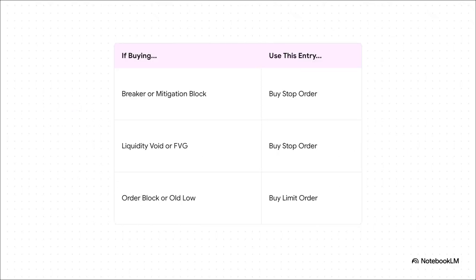And ICT's model adds another layer of mechanical precision that I think is brilliant. The type of price level you're trading from actually tells you what type of order to use. So for certain levels, like a breaker or a fair value gap, the model suggests using a buy-stop order, so you're entering with momentum. But for an order block, like in our gold example, it calls for a buy-limit order, where you're aiming to get filled as price dips down into that key support zone.